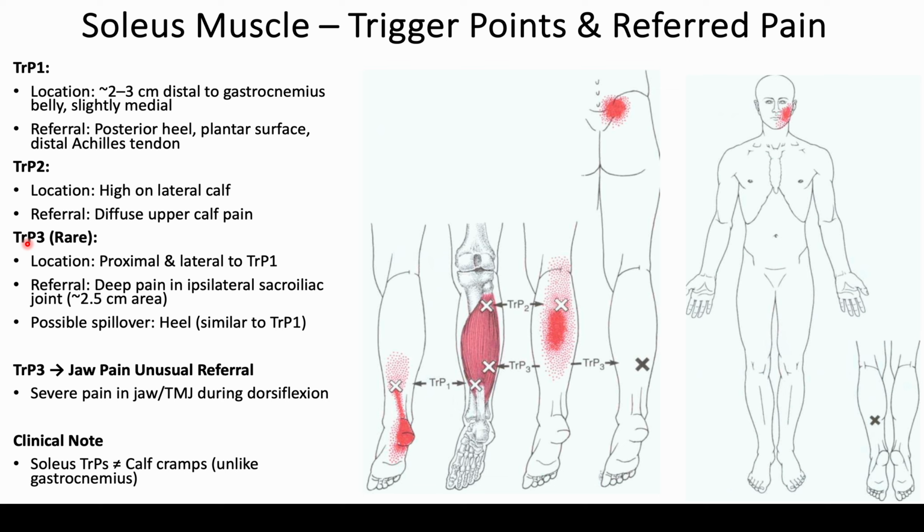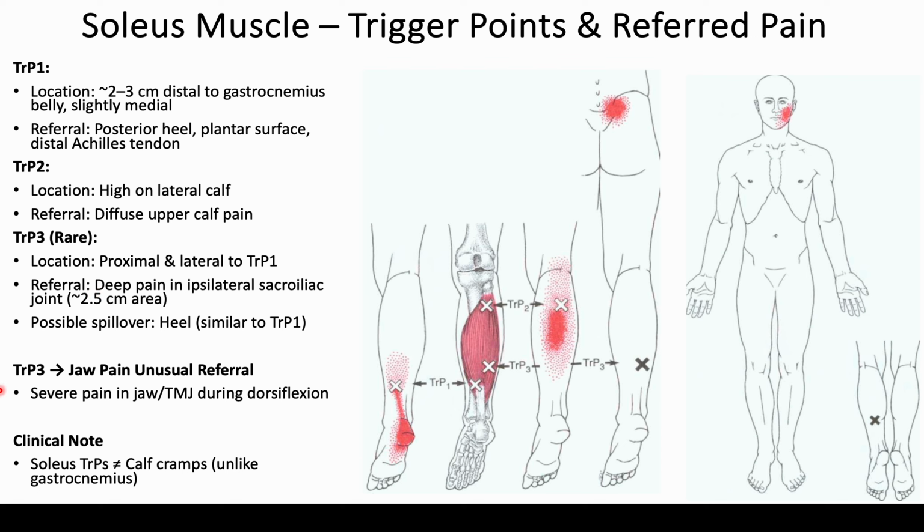It's deep pain in the ipsilateral sacroiliac joint, so the referral is right up in here, and then spillover can also be going into the heel. So this is a rare trigger point, but it can happen. So you always want to kind of look for that pattern.